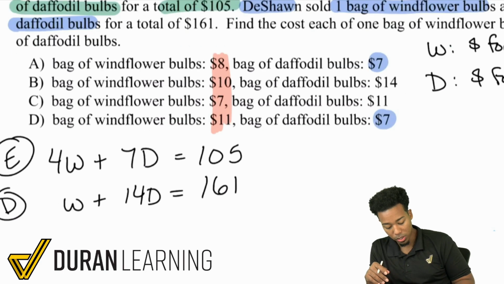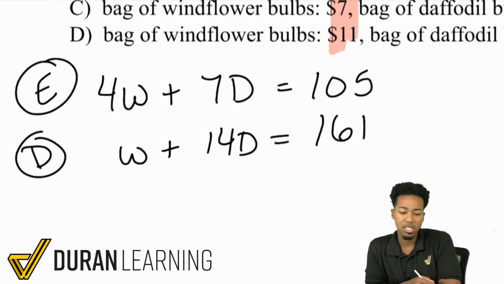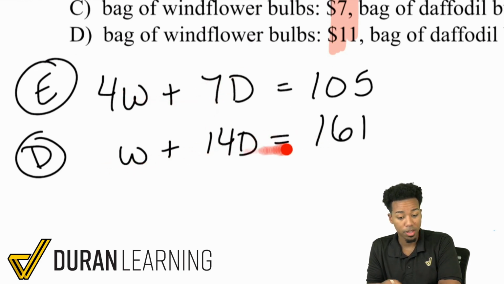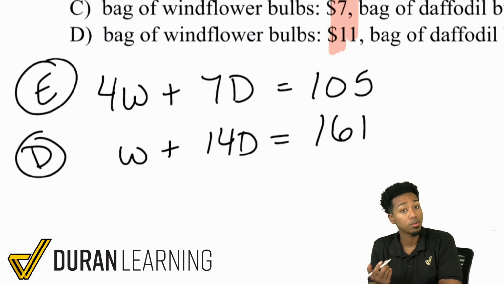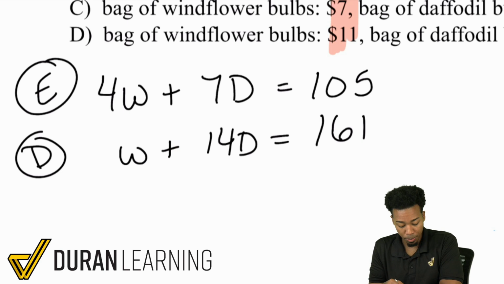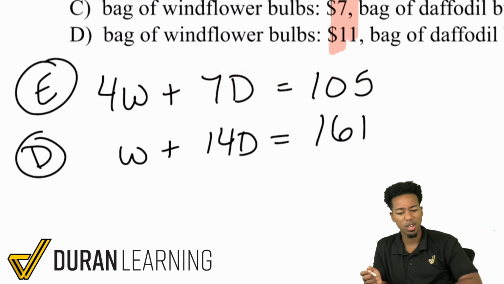So let's think about the best way to solve this. I'm looking at this and I'm saying, hey, I could very well multiply this equation by 2 to get 14. I could multiply this bottom one by 4 to get 4 on the W. Those are my only 2 options. If I wanted to do substitution, I could, because I can move the 14D to the other side to get W by itself. So I've got options, but I think the easiest way is definitely going to be just to multiply this top one by 2. I'm going to go that route.